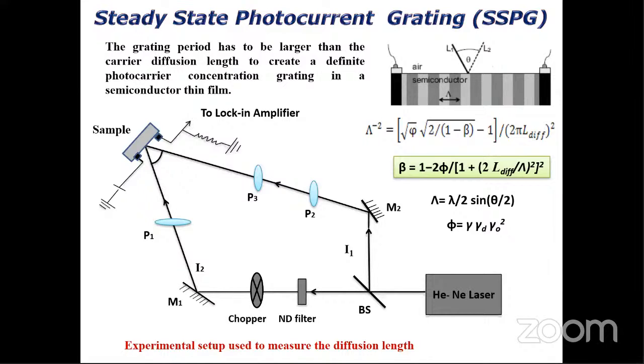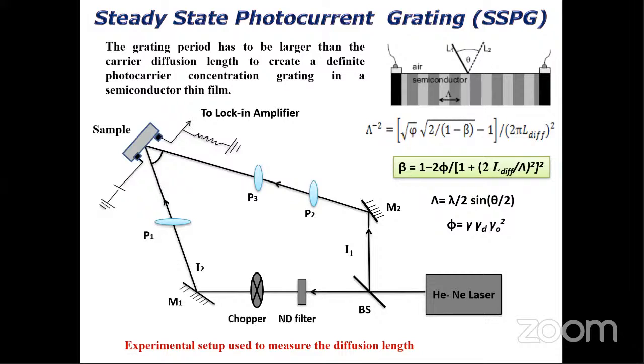Here a helium neon laser we have used, which is continuous wave. Red wavelength we have used, 600 nanometer or so. We have used a beam splitter for dividing this helium neon laser beam into two parts.